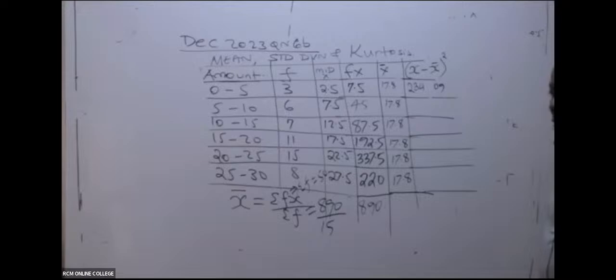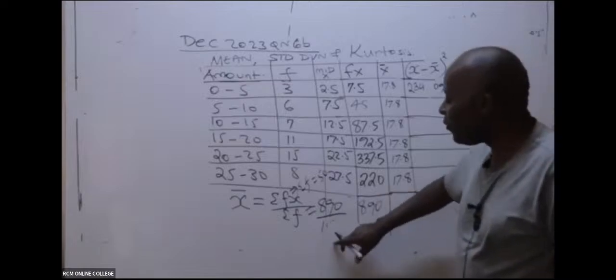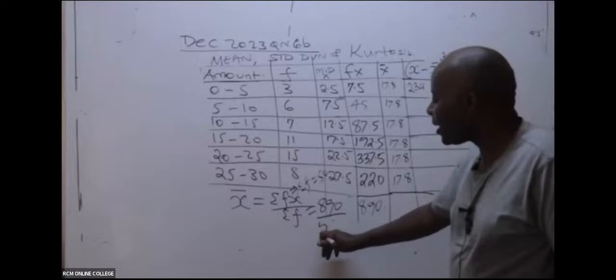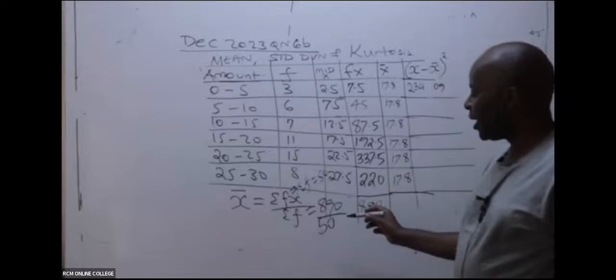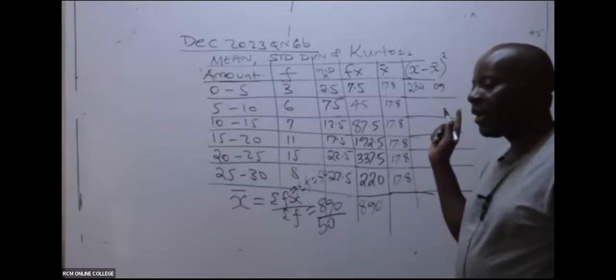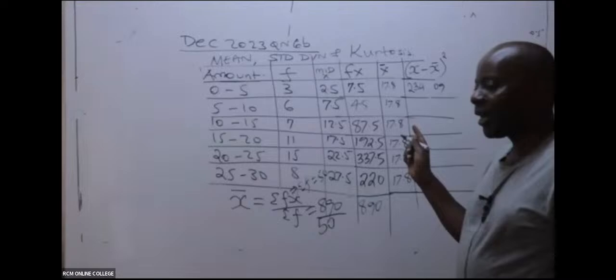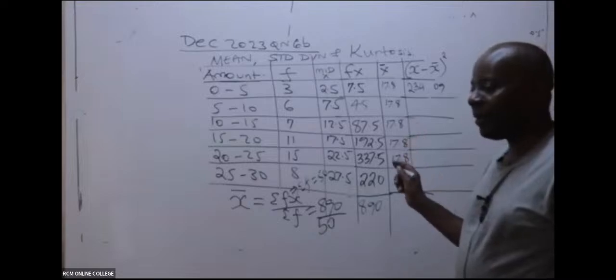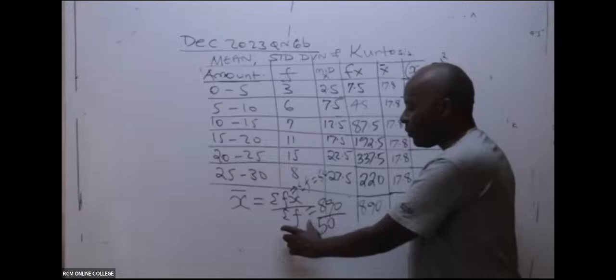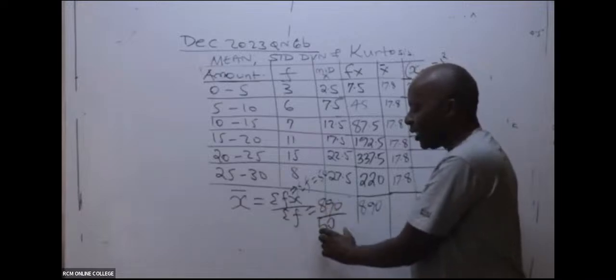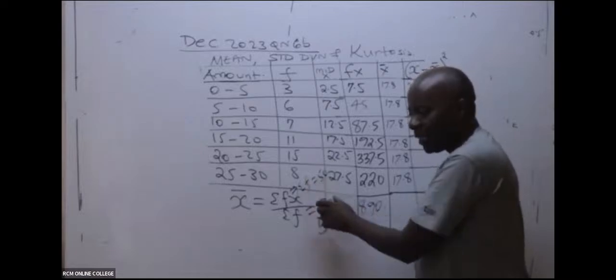Using 50 instead of 15. I'm really sorry. This is supposed to be 50. Sum of frequency is 50. Please reconfirm the mean. 890 divided by 50, not 15. Will the mean remain the same? Because remember, we said it's sum of fx over sum of f. Sum of fx is 890. Sum of f is 50. This 50 here. Please remember.